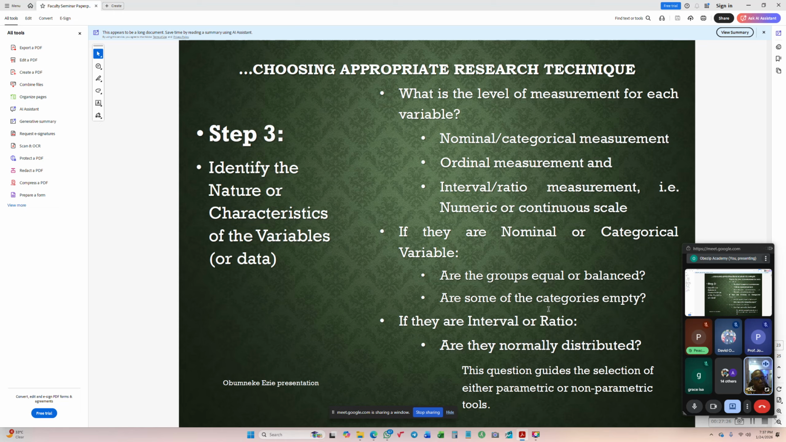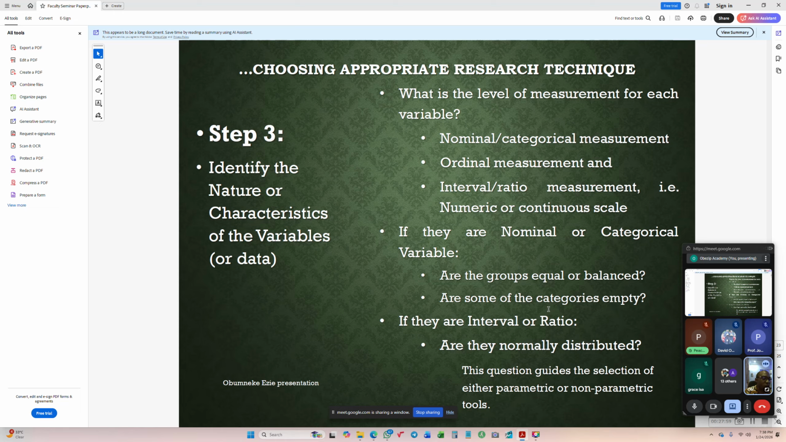What we call the nominal measurement, also known as the categorical measurement. They will have the ordinal measurement. They will have the interval or ratio measurement, also known as numeric or continuous scale. Now, if the variable you are using is nominal or categorical, then in this case, you have to look at, okay, are the groups equal or balanced? Are some categories empty? And if your variables are interval or ratio, they need to address the issue of normality.